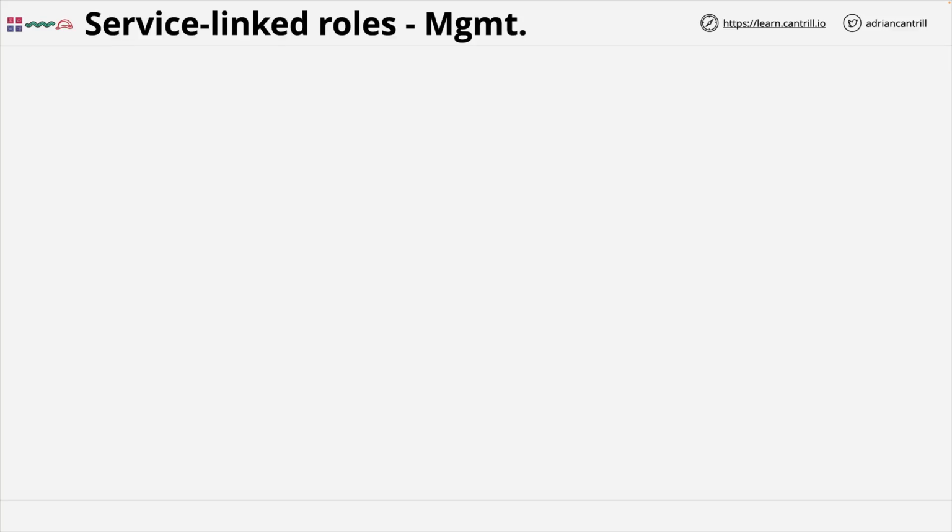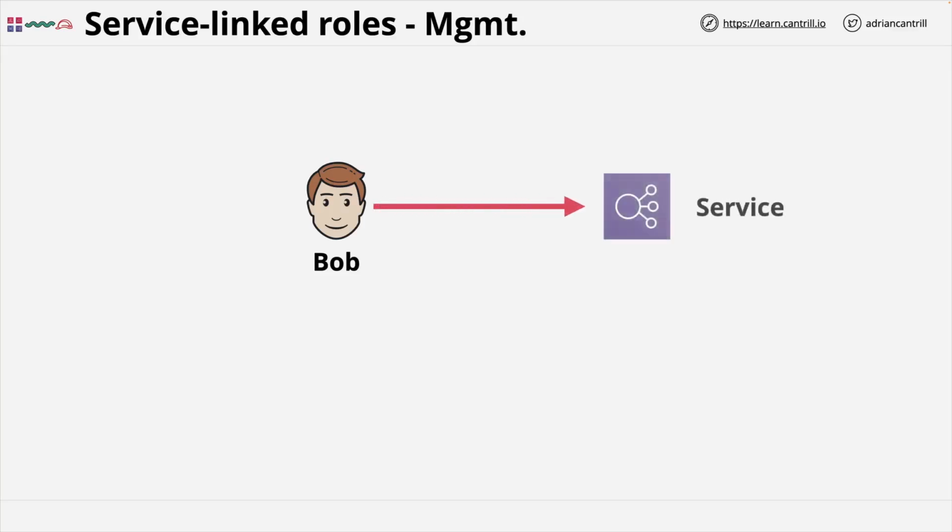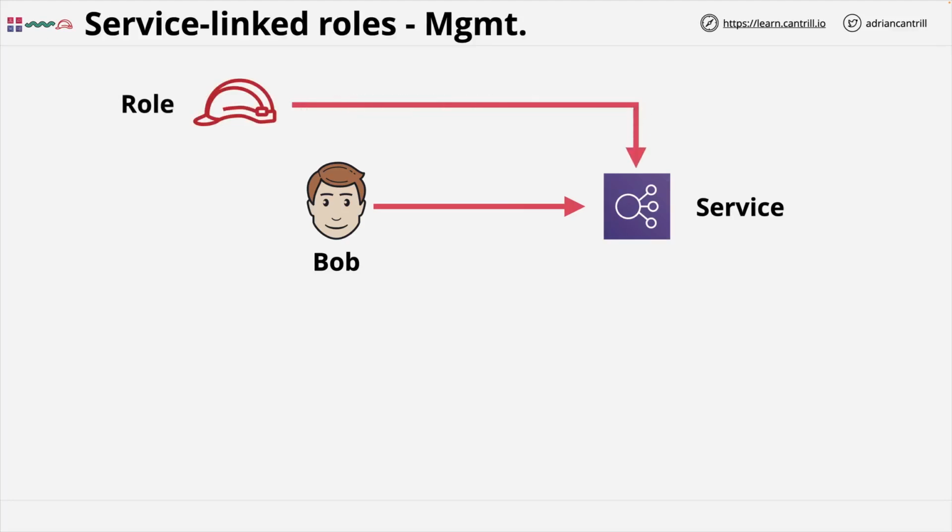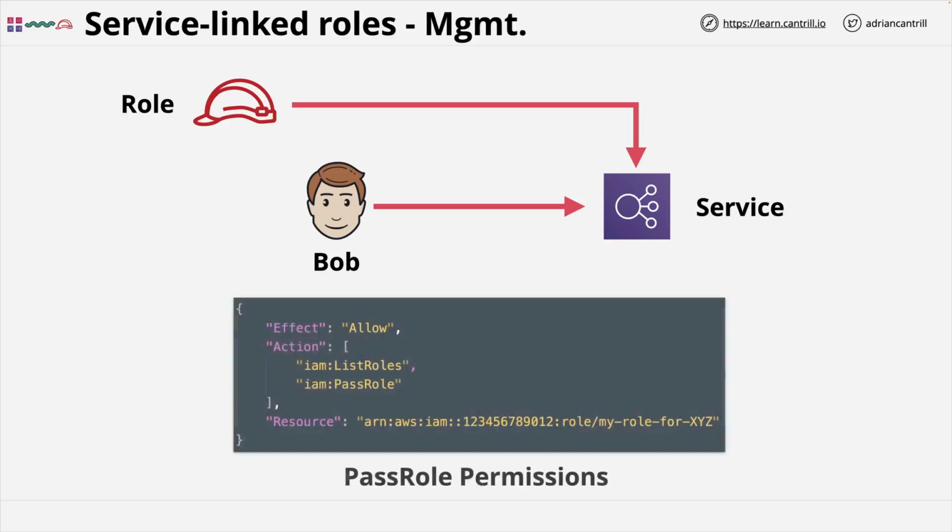So in this case, we might want to give Bob, who's one of our users, the ability to use a service-linked role with an AWS service. So that's using this architecture. So being able to take a service-linked role and assign it to a service. And if you wanted to give Bob the ability to use a pre-existing role with a service but not create that role or edit that role, then you need to provide Bob with the pass role permissions.